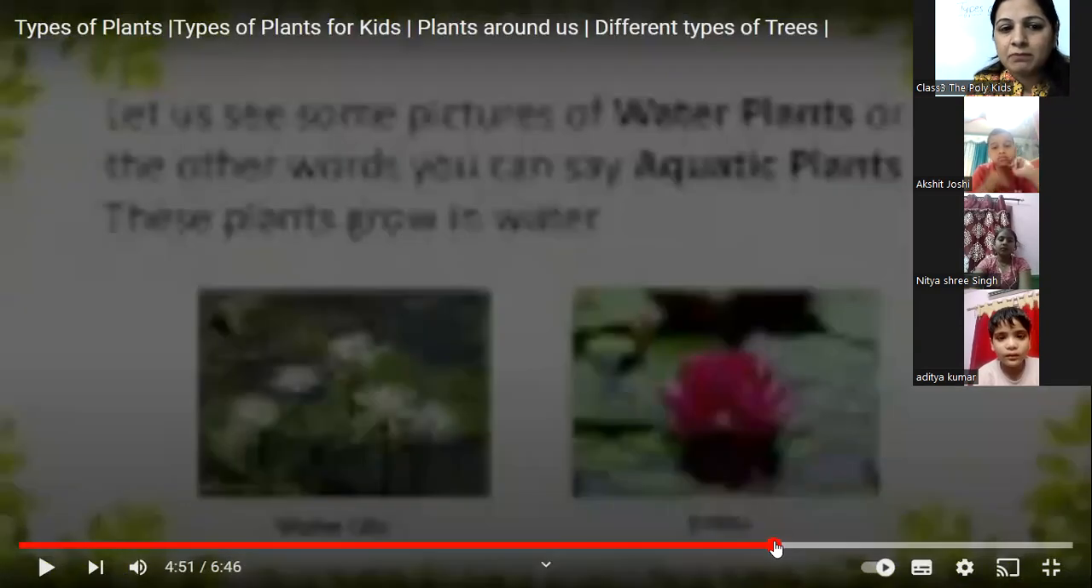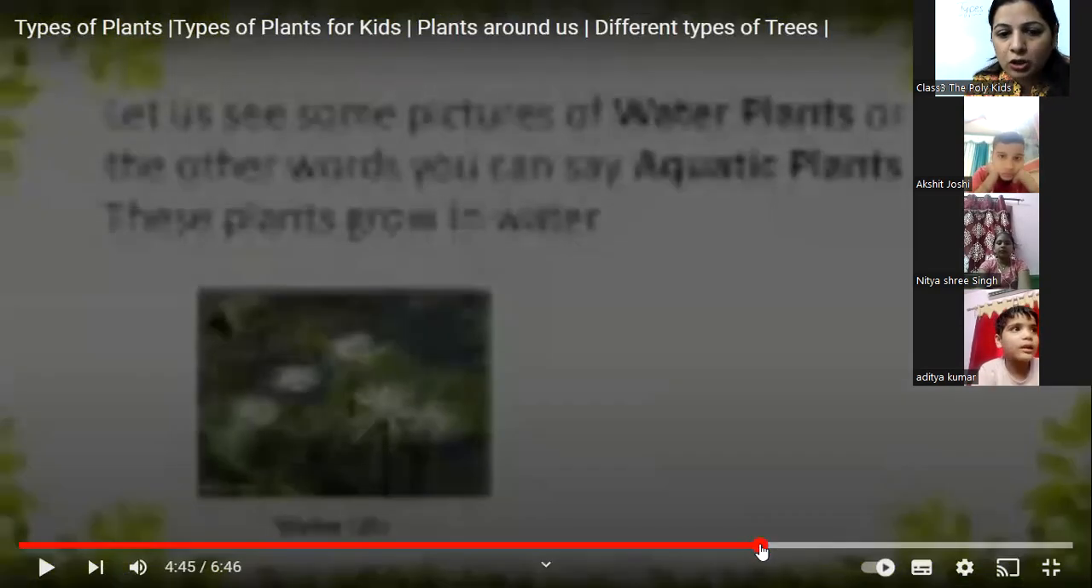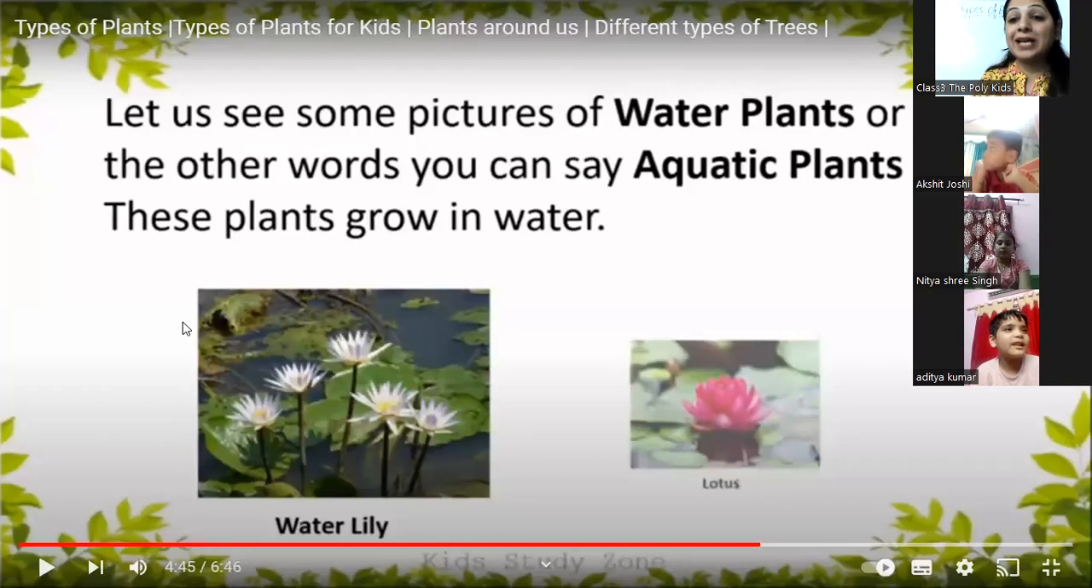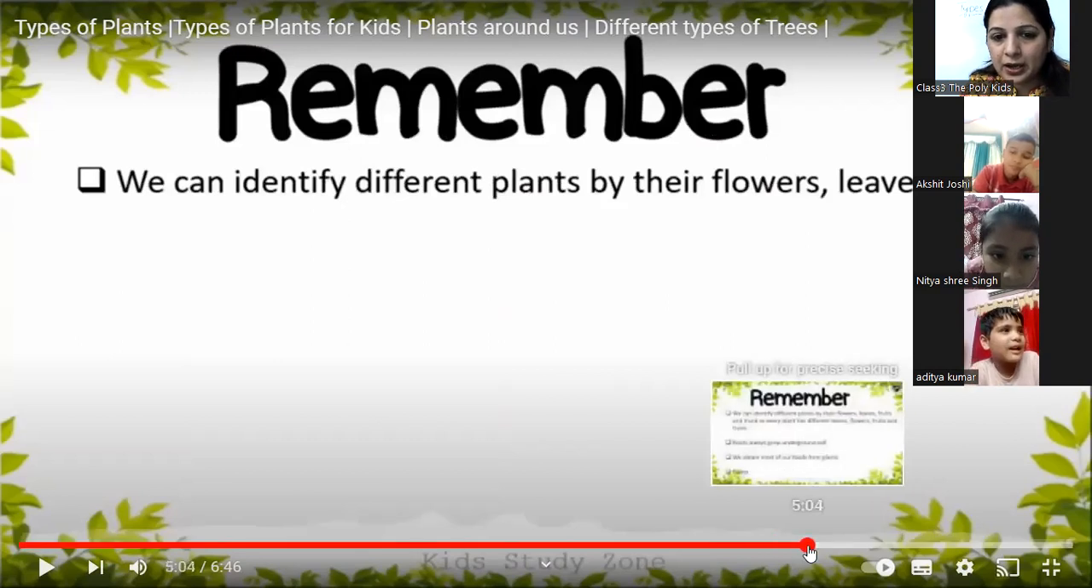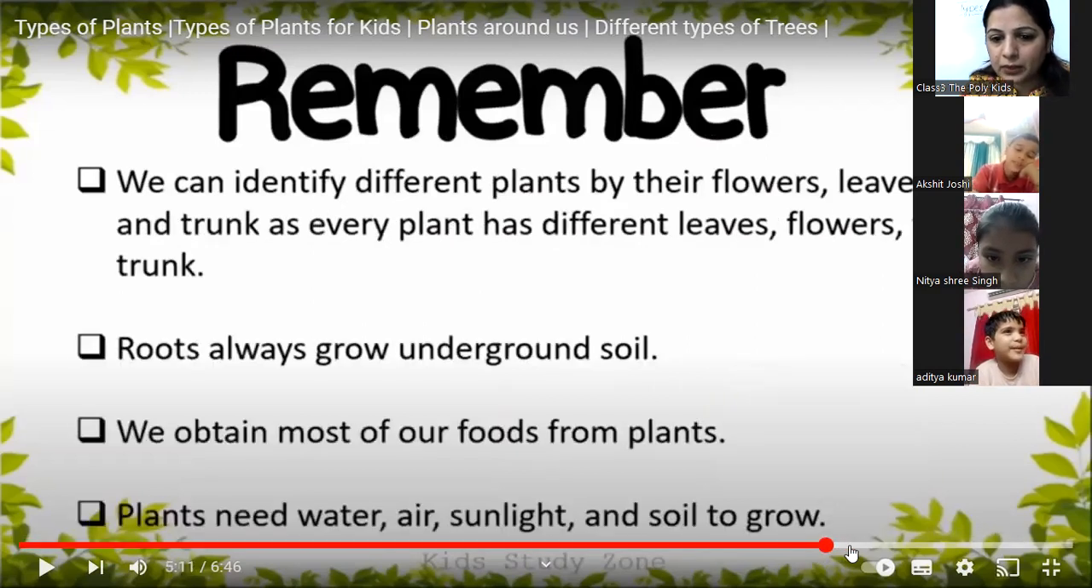Okay, we have some water plants also. Those are also called aquatic plants. They are water lily and lotus. These are water plants. That means they grow in water. Clear? Yes, ma'am.